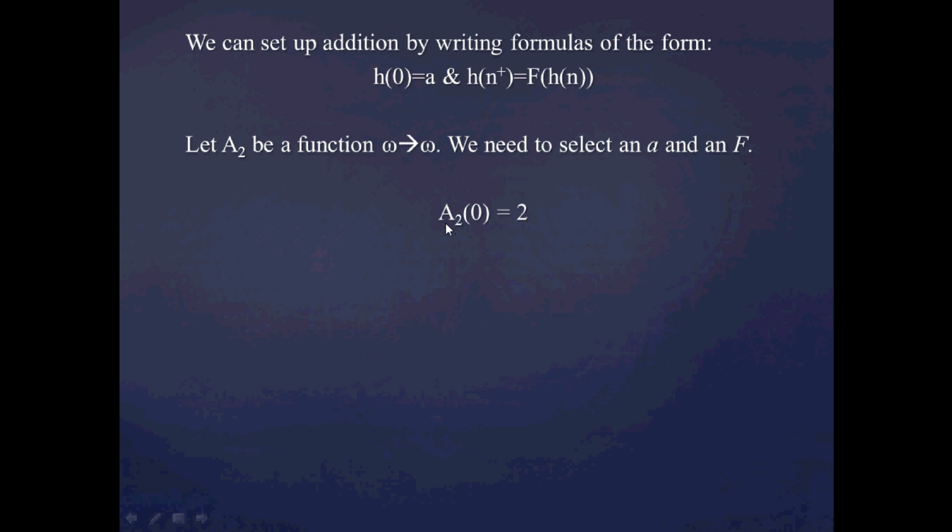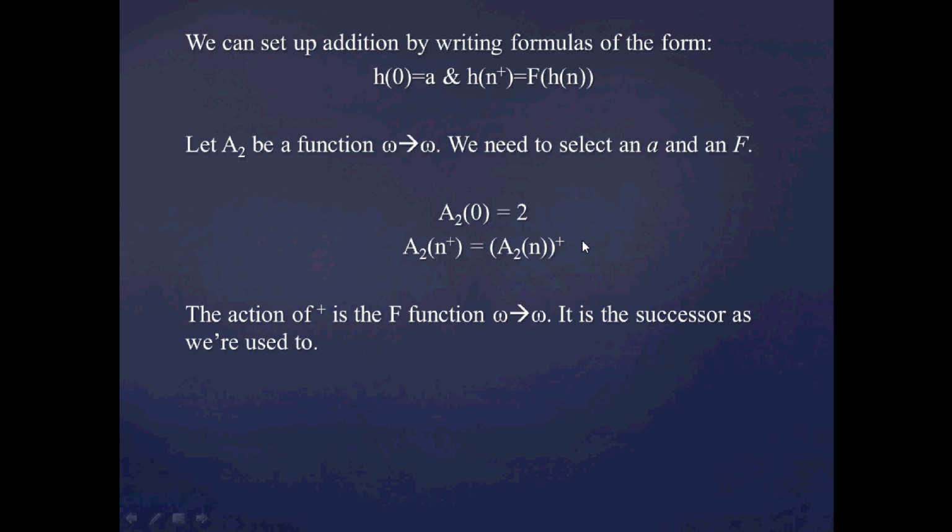So what we're going to do is let A2 of 0 just be equal to 2. So we want that starting element, that h of 0, to be equal to 2, because when we add 2 to 0, we want 2 out of that. So we're going to set up that as a first formula. And now we need to select what f is, what kind of thing f is going to do to h of n. So we have the second formula, A2 of n plus, being equal to some function on A2 of n. And the function we're going to select, that f is going to be the successor function. So we're going to say that A2 of n plus is equal to the successor of A2 of n. And it turns out that these two formulas are sufficient to set up what it means to add 2 to a natural number. And just as a reminder, the action of this plus is the successor function, but we're going to let it be the big F function, which is going to take omega to omega.